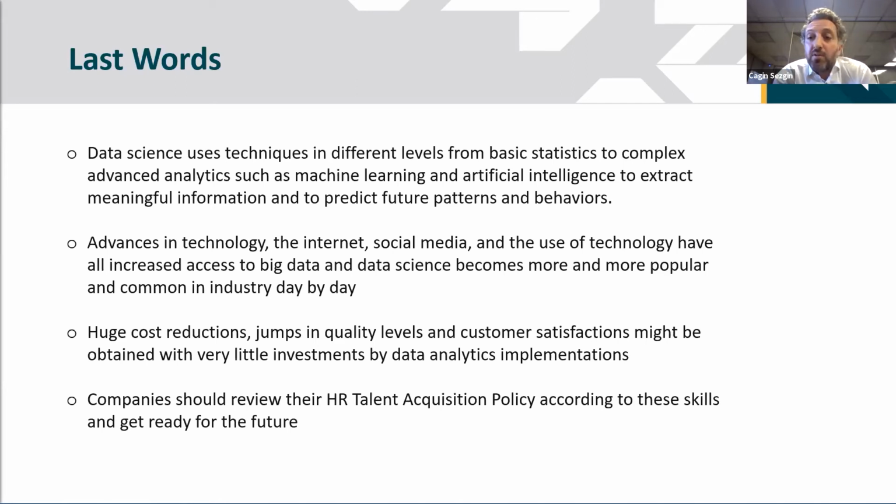With the development of Industry 4.0, actually, with the developments that we have faced in recent years, companies start to implement these things more and more. Huge cost reduction, jumps in quality levels, and customer satisfaction might be obtained with very little investment. So that is the best part of it.